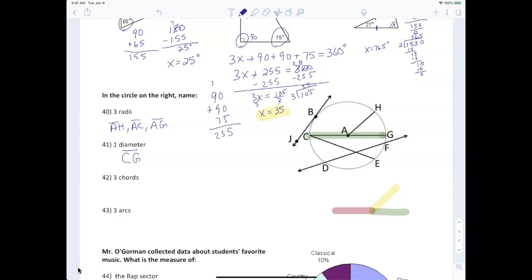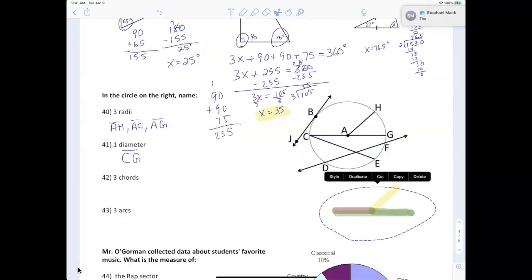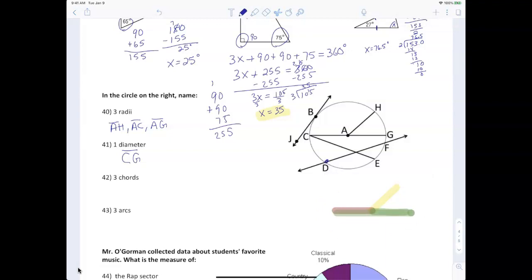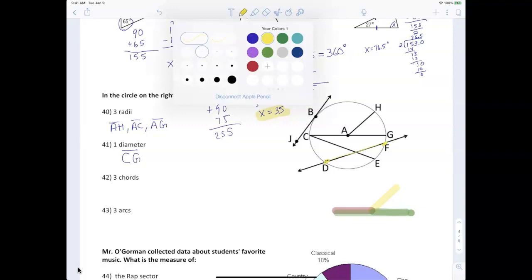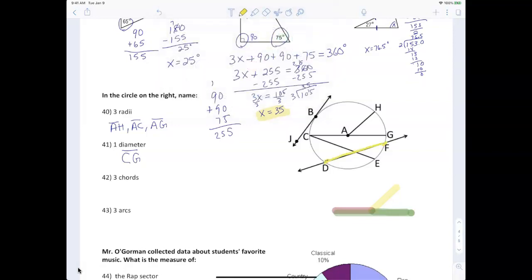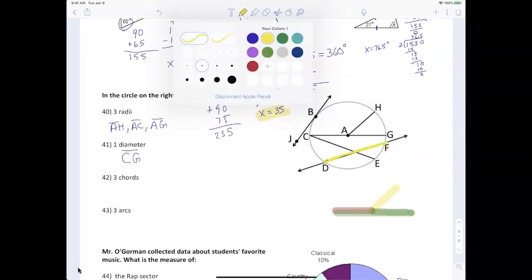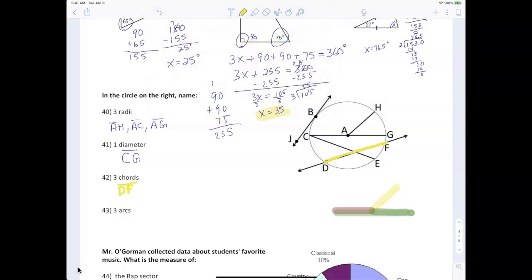Now remember, chords are line segments whose endpoints are on the circle. Okay? So what I'm going to do here is I want to get this out of the way. So from this point right here to this point right here is a chord. That's a chord. So it's DF. Is a chord. Then notice right here, Maddie, that could be a chord. And then the last chord, believe it or not, Maddie, could also be a diameter. All right? So CG is also considered a diameter.